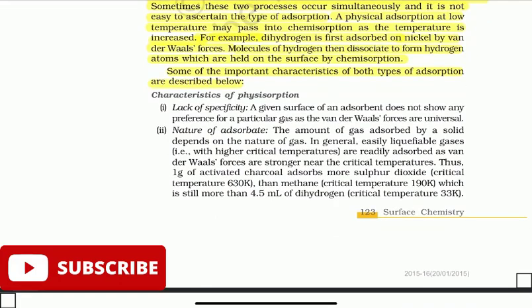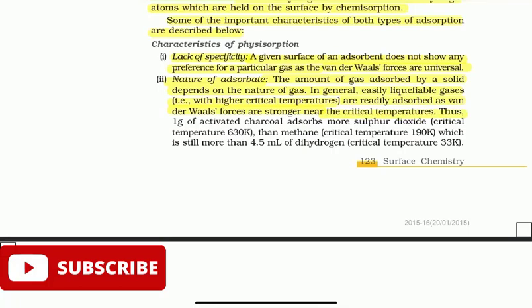Characteristics of physisorption. 1. Lack of specificity. A given surface of an adsorbent does not show any preference for a particular gas as the van der Waals forces are universal. 2. Nature of adsorbate. The amount of gas adsorbed by a solid depends on the nature of gas. In general, easily liquefiable gases, i.e. with higher critical temperature, are readily adsorbed as van der Waals forces are stronger near the critical temperature.